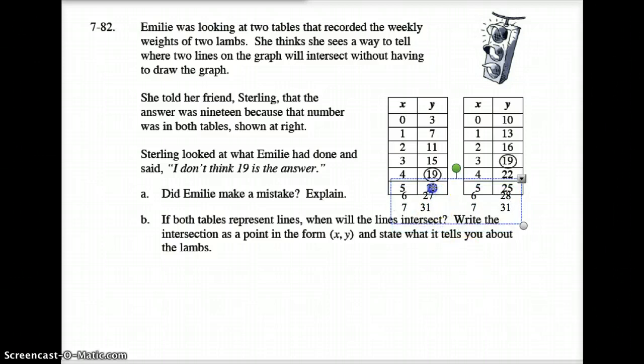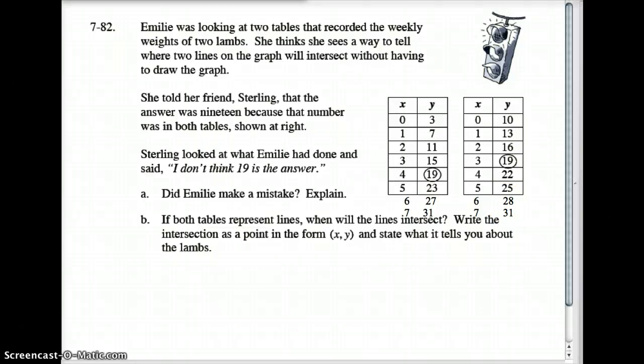As we look at this, maybe we can see it a little better. While these both have a 19 in common, they have more numbers in common. Down here, they have a 31 in common. But while both are 31, both x's are also 7. So at this point, 7, 31 and 7, 31, when both the x and the y coordinates are the same, that would be their point of intersection. All right, moving on.